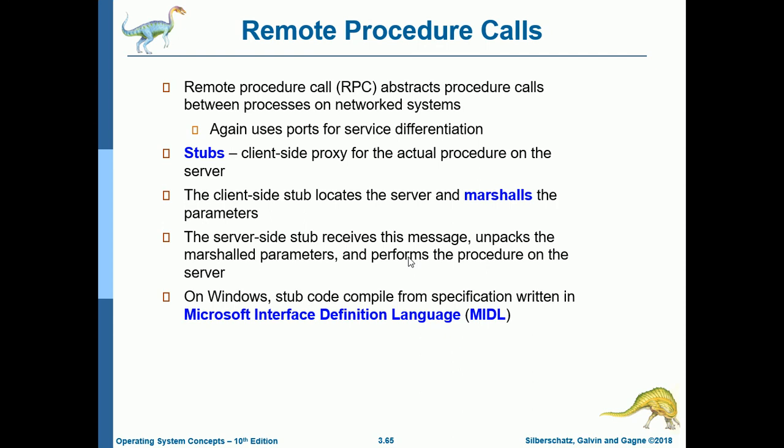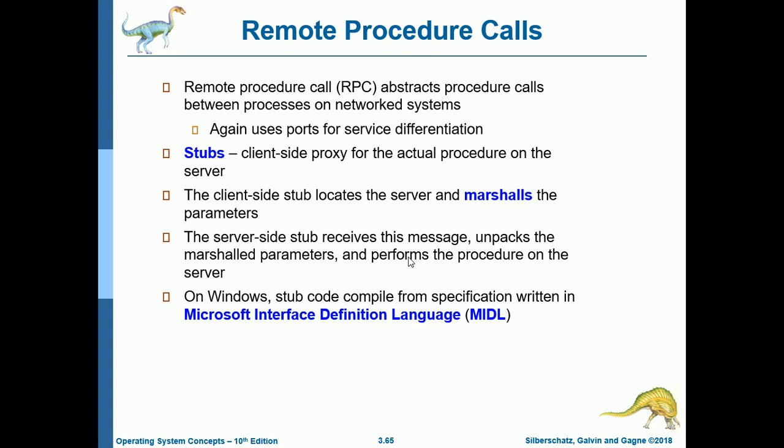Remote procedure calls, or RPC, abstract procedure calls between processes on networked systems. Again, it uses ports for service differentiation. RPC uses stubs, a client-side proxy for the actual procedure on the server. The client-side stub locates the server and marshals the parameters, while the server-side stub receives this message, unpacks the marshaled parameters, and performs the procedure on the server.